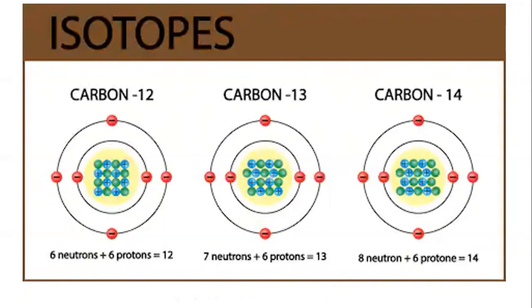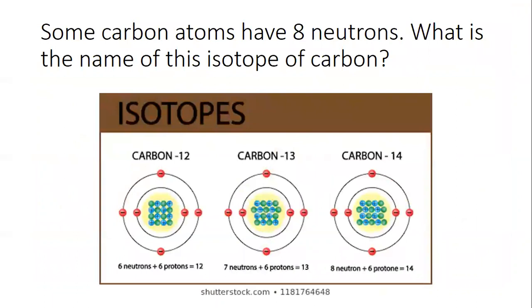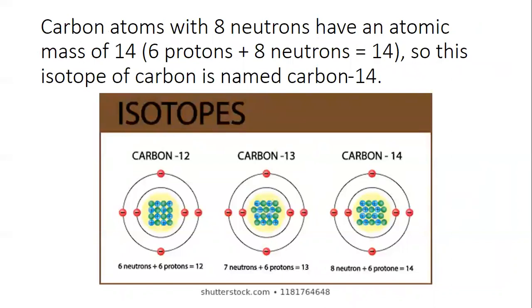Some carbon atoms have 8 neutrons. What is the name of this isotope of carbon? Carbon atoms with 8 neutrons have an atomic mass of 14. 6 protons and 8 neutrons equals 14. So this isotope of carbon is named carbon-14.